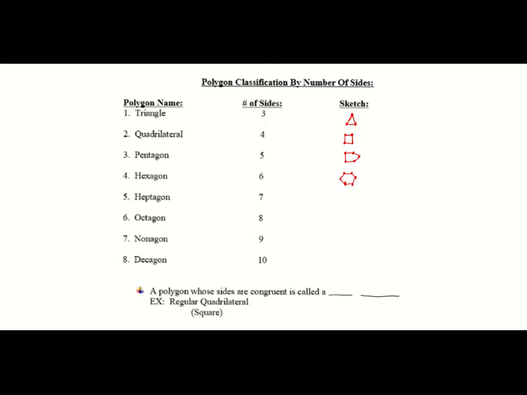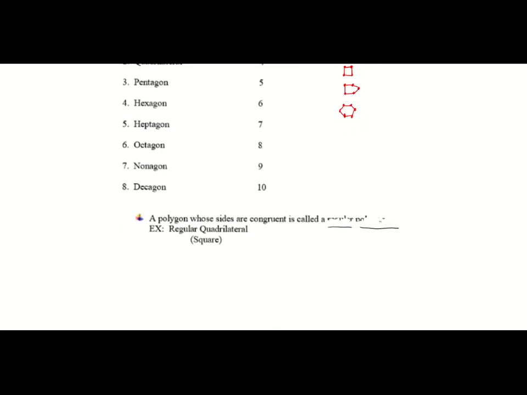This next page is looking at classifying polygons by their number of sides, and you should be familiar with at least these first couple. So our triangle, we have 3 sides, and I sketched it out there. You can draw in your sketches on the side as well. Quadrilateral has 4 sides, pentagon has 5, hexagon 6, etc. So those are some good ones to know, and you can fill in the rest of those drawings for your polygons.